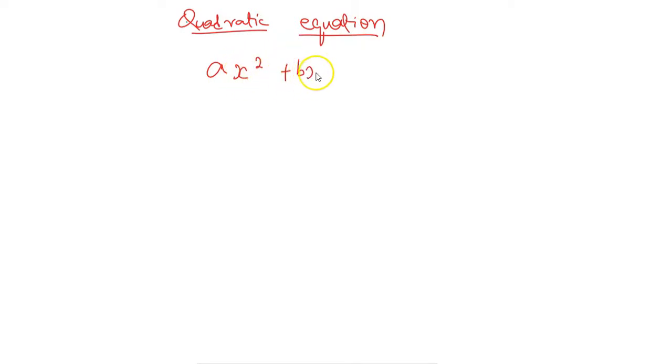Okay, so we will see how to solve any kind of quadratic equation. Now, what is a quadratic equation? Any equation of the form ax square plus bx plus c equal to 0, provided that a is not 0. That means, let us see some examples.